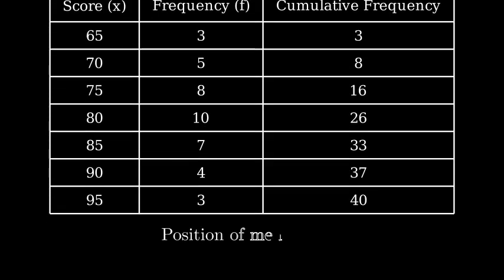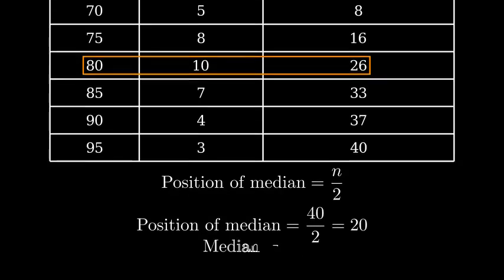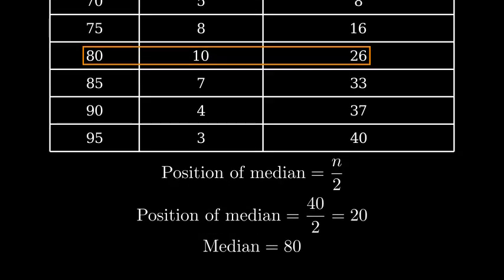To find the position of the median, we use the formula n divided by 2, where n is the total number of data points. In our example, 40 divided by 2 equals 20. Now we locate the data value whose cumulative frequency is greater than or equal to 20. Looking at our table, the cumulative frequency first reaches or exceeds 20 at the score of 80. Therefore, 80 is our median score.